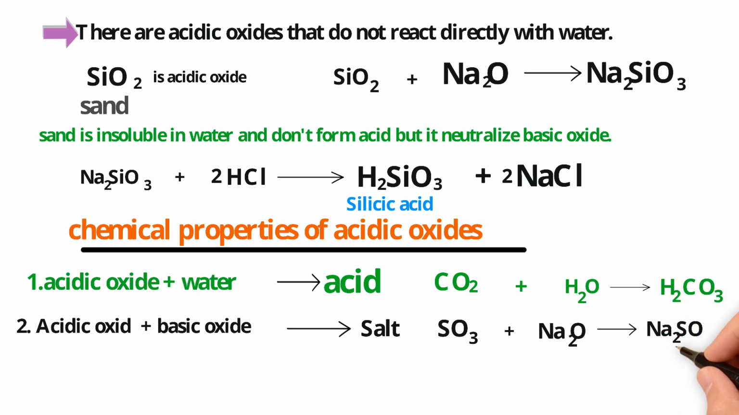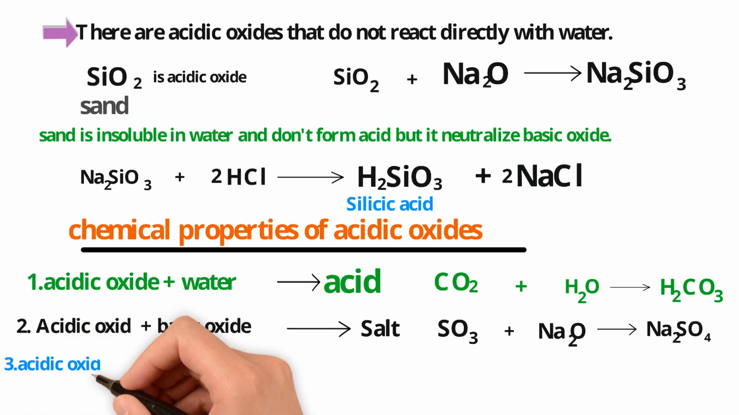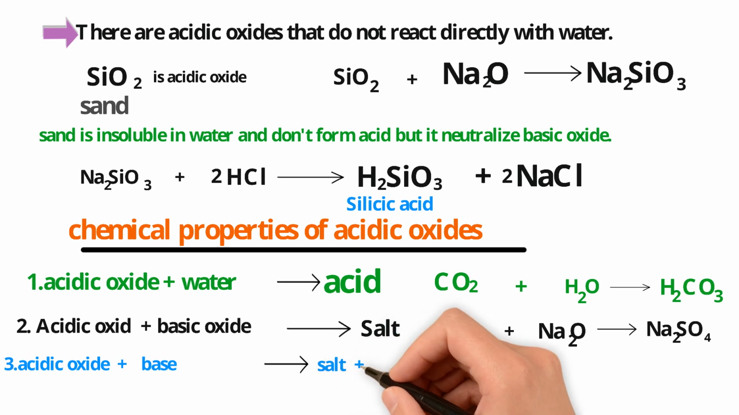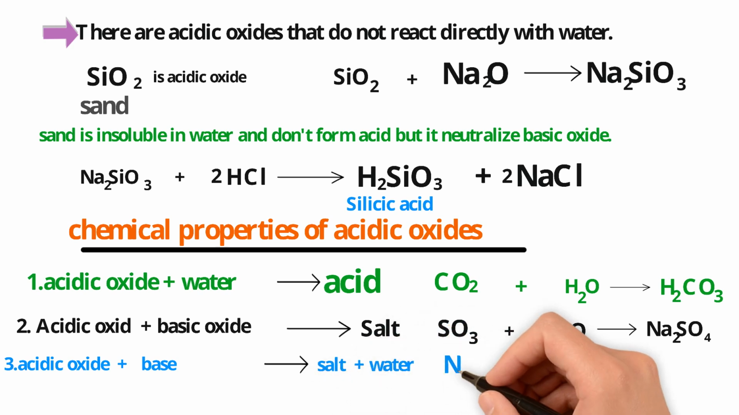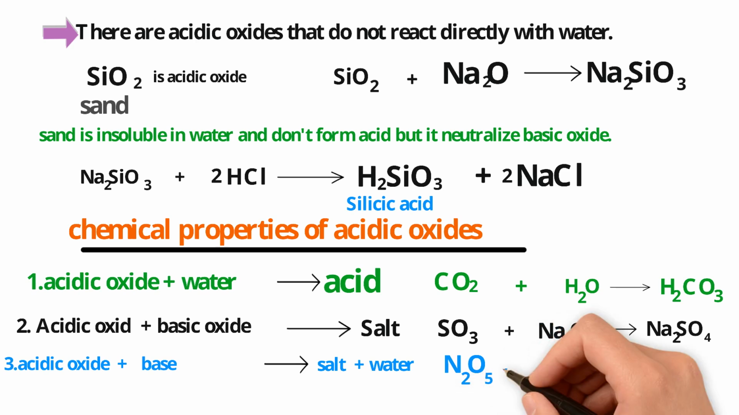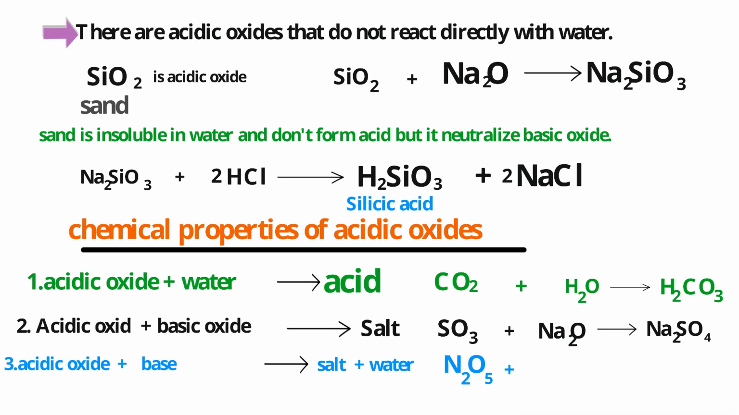The last property: acid oxide reacts with base. Finally, it produces salt plus water. For example, nitrogen pentoxide reacts with a base, namely sodium hydroxide. It produces sodium nitrate plus water. This reaction, we call it a neutralization reaction.